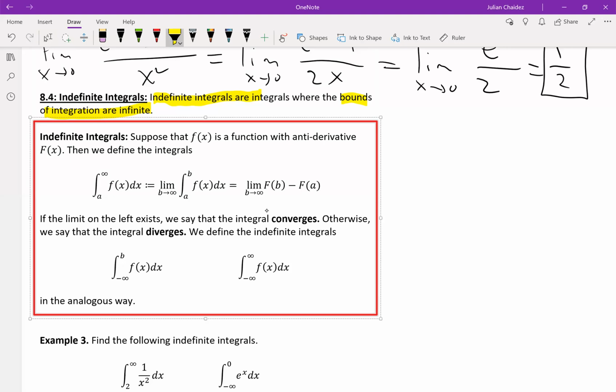Okay, so it's not true that these indefinite integrals always exist. So if the limit on the left, whoop, I'm moving the box. Don't want to do that.